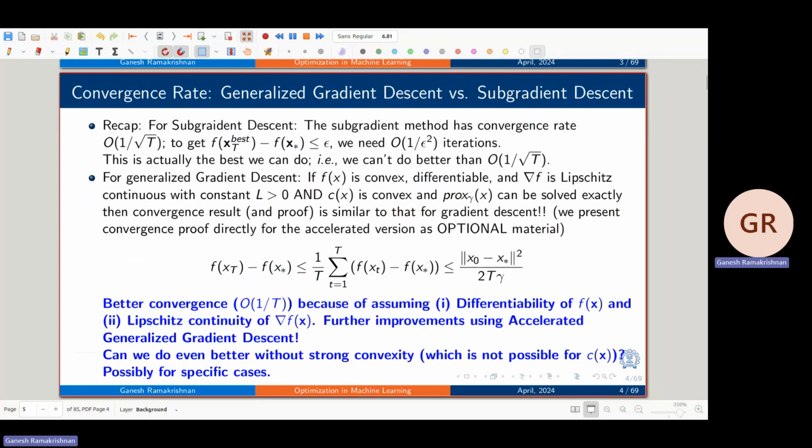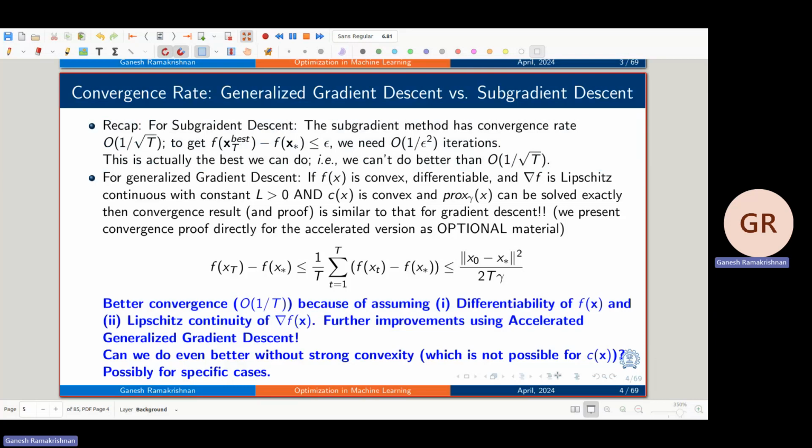Now you may ask, I know that C(x) is not differentiable, so why not apply subgradient descent? I could have done subgradient on f(x) plus C(x). But the problem is that for subgradient descent, you can't do better than order of 1 upon square root t. So that's not what we are getting here. That's a clear advantage: better convergence because of assuming differentiability of f, Lipschitz continuity of the gradient, and obviously now you can use acceleration.